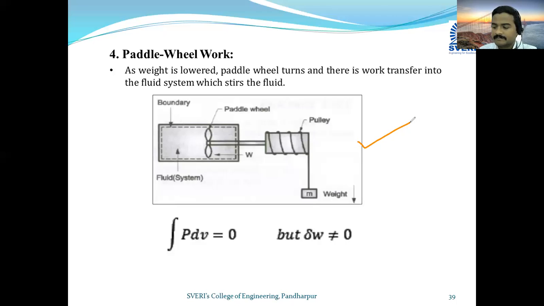Got it? Kala Sarvana? Yes. What is paddle wheel work? Okay, so remaining two types we will discuss in tomorrow's lecture. Okay, so we'll take pause here.